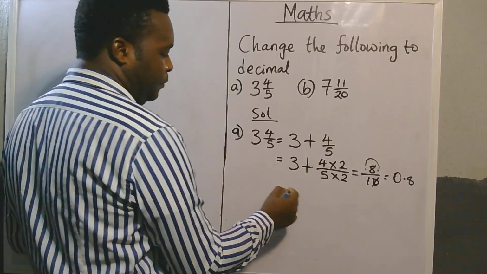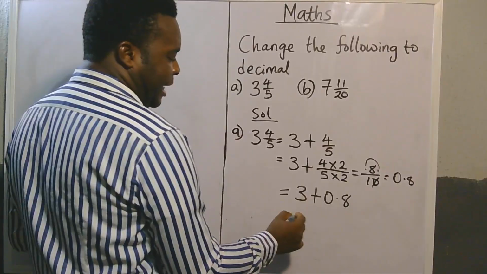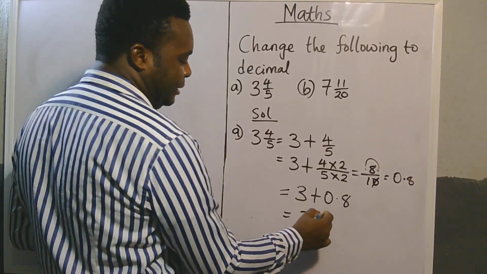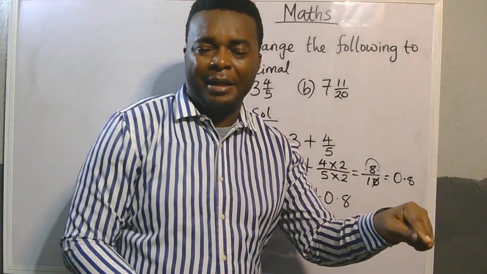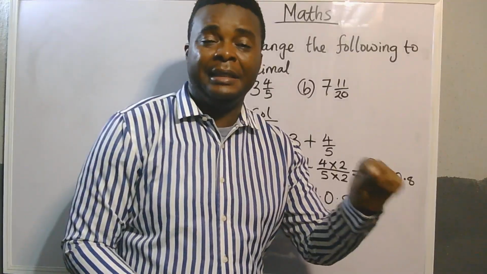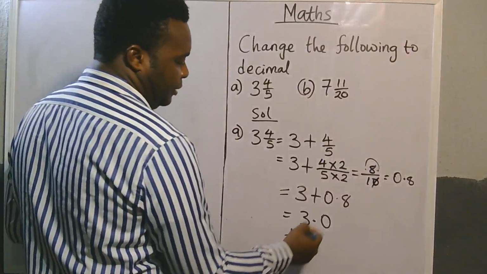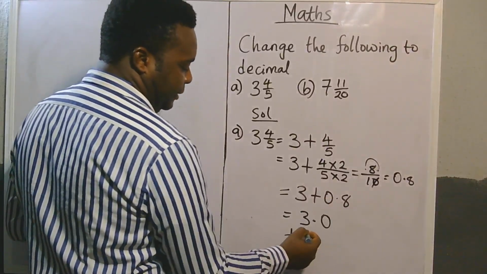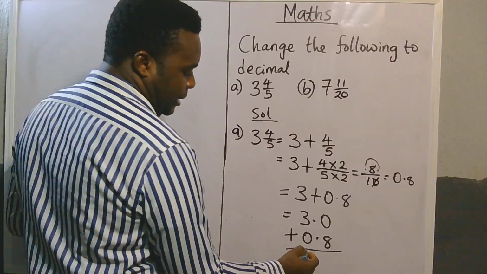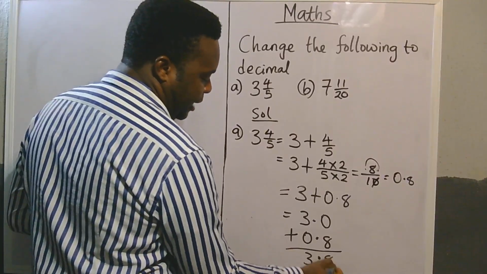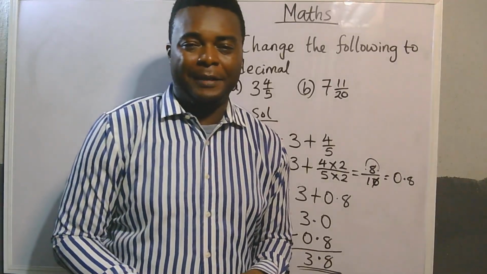So I can come here and say 3 plus 0.8. I can write this as 3.0 because every whole number has a decimal at the back. Behind every whole number is an invisible decimal point. Now, I can say plus 0.8. And when I add it up, I get 3.8. I hope it's very simple and clear.